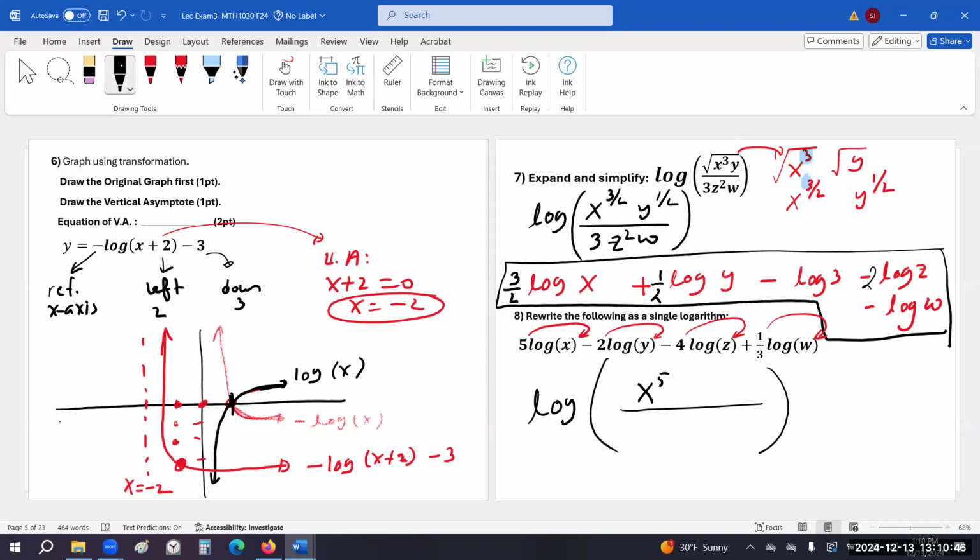The second one, the y squared, has a negative in the front, so it's supposed to go on the bottom. The third one, we have z to the 4, which has a negative sign in the front, so it's supposed to go on the bottom. The last term, 1/3, is a plus sign, so 1/3 becomes the power for the w on the top. Either you can leave it alone, or if you want, you can write cube root of w. It's the same thing.